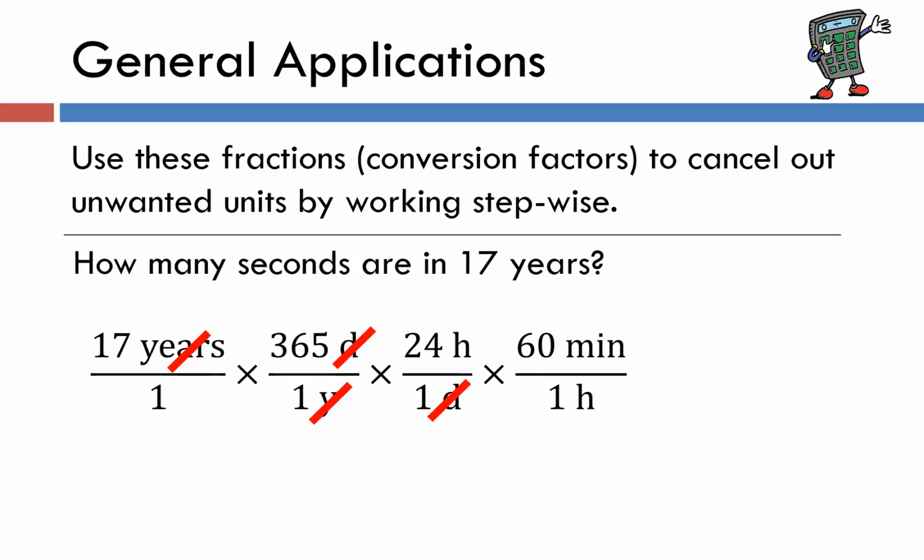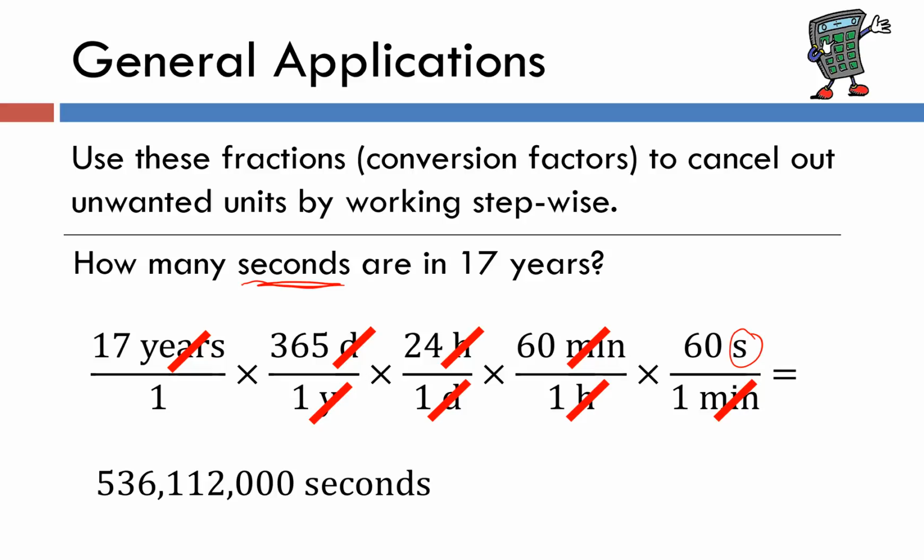I know that there are 60 minutes in 1 hour. That'll allow me to cancel out my hours. And finally, I know that there are 60 seconds in a minute. I can cancel out my minutes. I'm left with seconds. That's what the question is asking me about. That's the unit I've got. That's usually a pretty good signal that you are done with coming up with conversion factors and you're ready just to calculate. So hopefully no surprise, you end up with a ton of seconds.